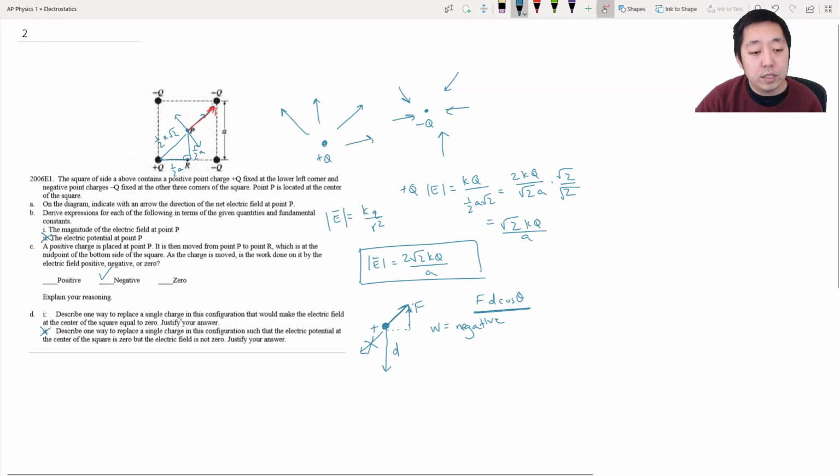Describe one way to replace a single charge in this configuration that would make the electric field at the center of the square equal to 0 and justify your answer. Now, if I made this one a negative Q charge, then all the vectors that I came up with would cancel. So you could do that. Instead, you could also make this one a positive Q charge. Then the vectors would all cancel again, and the electric field would still be 0. And then we're going to skip D2.